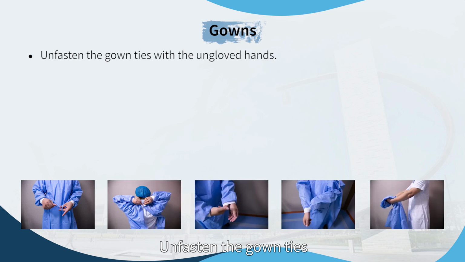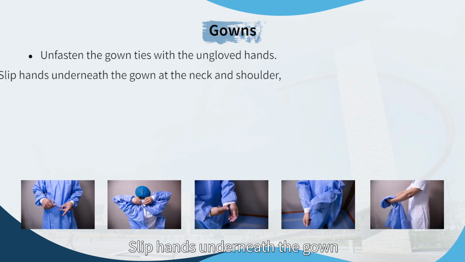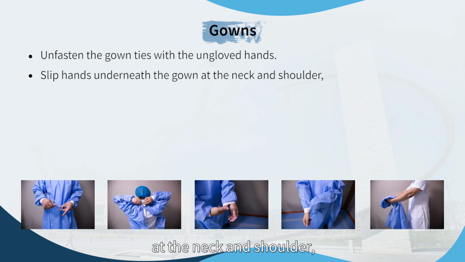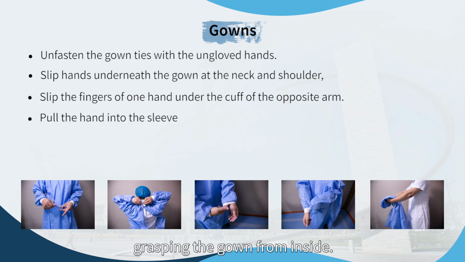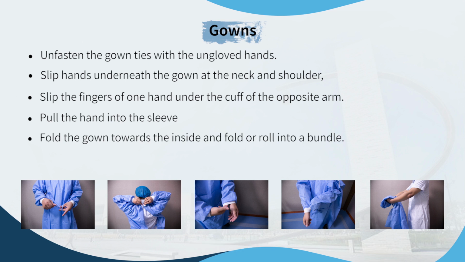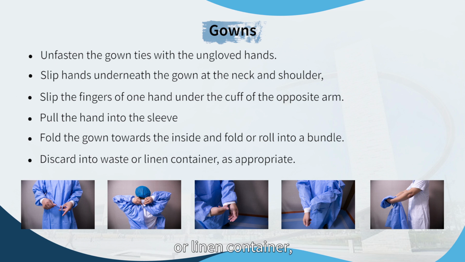Unfasten the gown ties with the ungloved hand. Slip hands underneath the gown at the neck and shoulder. Peel away from the shoulders. Slip the fingers of one hand under the cuff of the opposite arm. Pull the hand into the sleeve, grasping the gown from inside. Reach across and push the sleeve of the opposite arm. Fold the gown towards the inside and fold or roll into a bundle. Only the clean part of the gown should be visible. Discard into waste or linen container as appropriate.